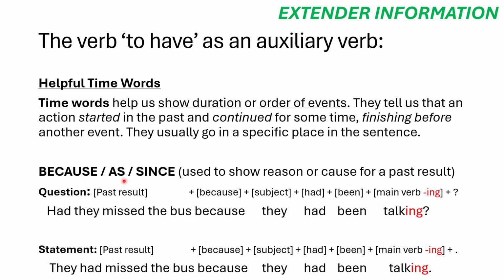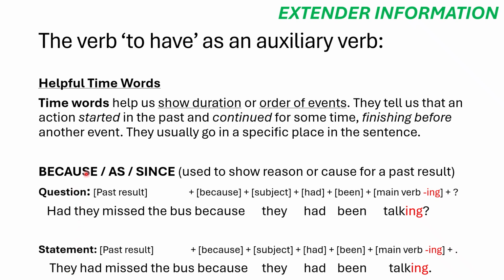Because, as, and since are used to show reason or cause for a past result. Because, as, and since explain why something in the past happened. They are interchangeable, but as and since are more formal. Because is more commonly used in conversation. The structure of the sentence changes.